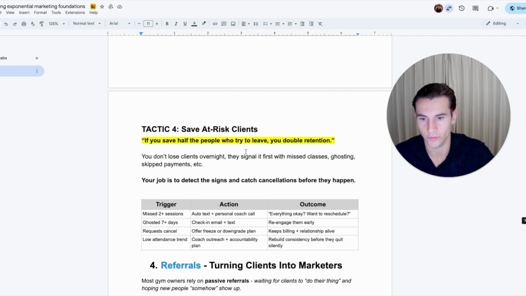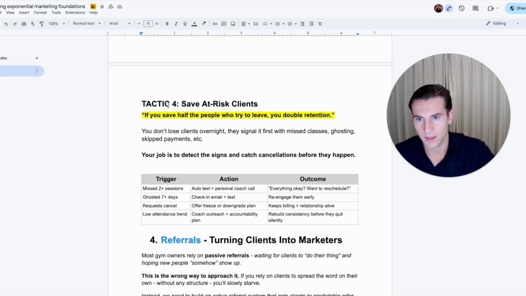So that's another one to keep in the back of your mind. And then tactic number 4 is simply save at-risk clients. If you save half the people who try to leave, you just double retention. You don't lose clients overnight. They signal it at first. They will give you a clear message that they're about to jump ship. Your job is to detect the signs and catch cancellations before they happen.